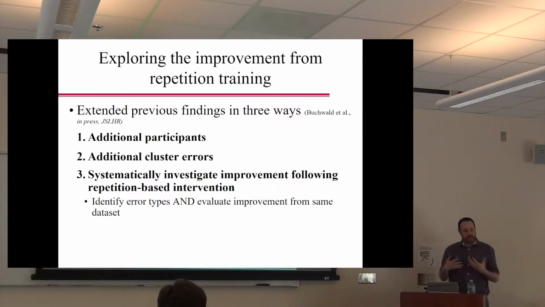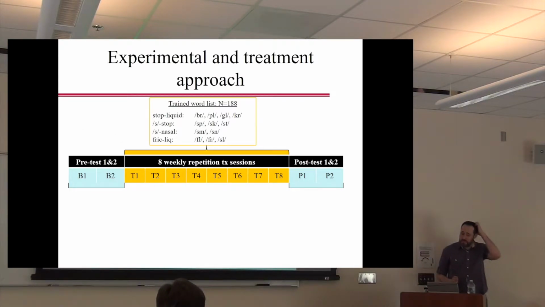And so what we really wanted to do was not even go in and say, I think this person's going to improve and be a motor person, I think this person's not. We wanted to see them for about 12 weeks, which is what we wound up doing, and do these weekly repetition sessions. And from the same data, we wanted to identify what their errors look like and figure out if there was improvement, rather than pre-sorting them in some way. So we used a very straightforward paradigm here. In the middle are these 8 weekly repetition sessions, where we had a word list consisting of 188 words of a variety of different cluster types that we were going to be able to analyze for the different kinds of errors that people made.